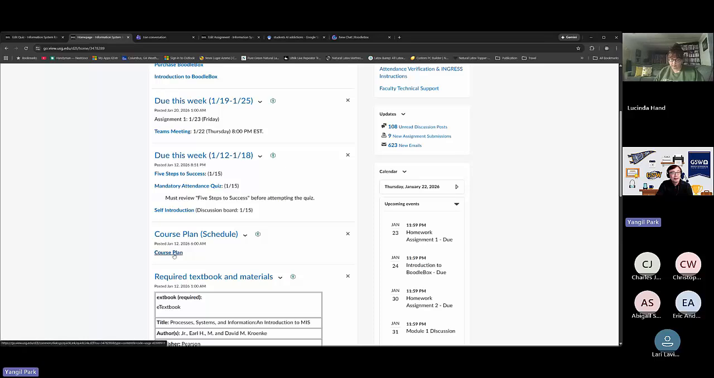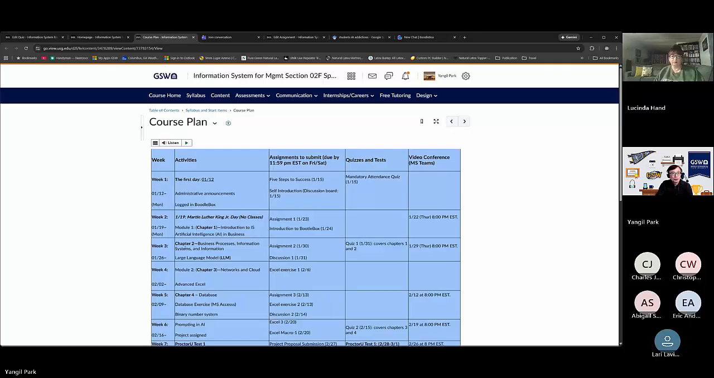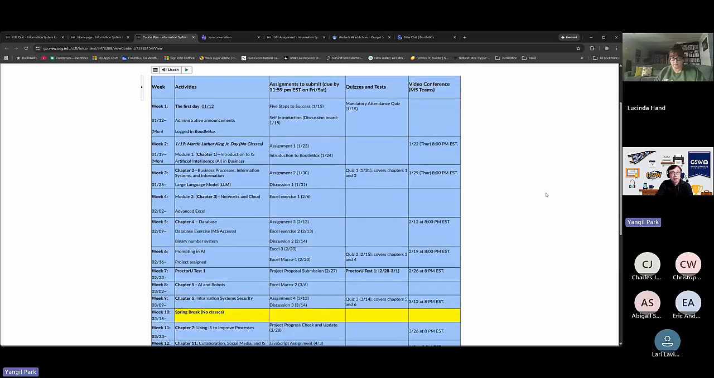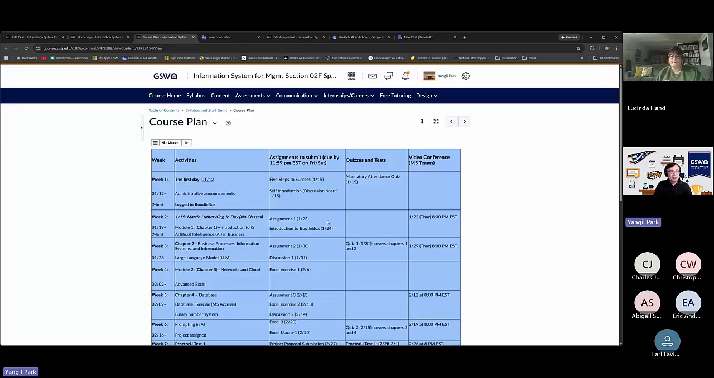Then I have a course plan. This is like the course schedule, the weekly schedule. I'm trying to provide all those items as accurately as possible, but there's a possibility I made a mistake, a typo or mixed up dates. Could be, but if you see anything wrong, just let me know so that I can fix it. So that's our course plan for the semester.